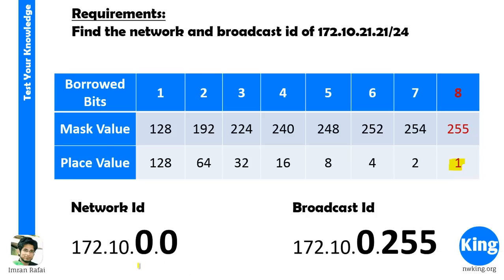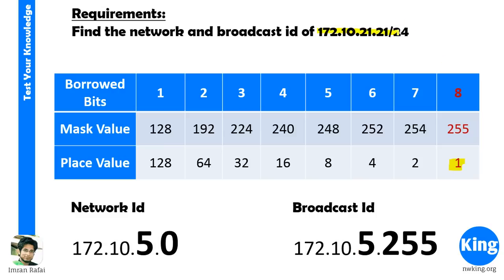I know the next network ID is going to be 172.10.1.0, because we are adding 1 to the third octet. So I know 172.10.1.0 minus 1 is 172.10.0.255. Similarly, the next network ID is 2.0, so the broadcast ID is 1.255. That goes on and on until I reach what I'm looking for.